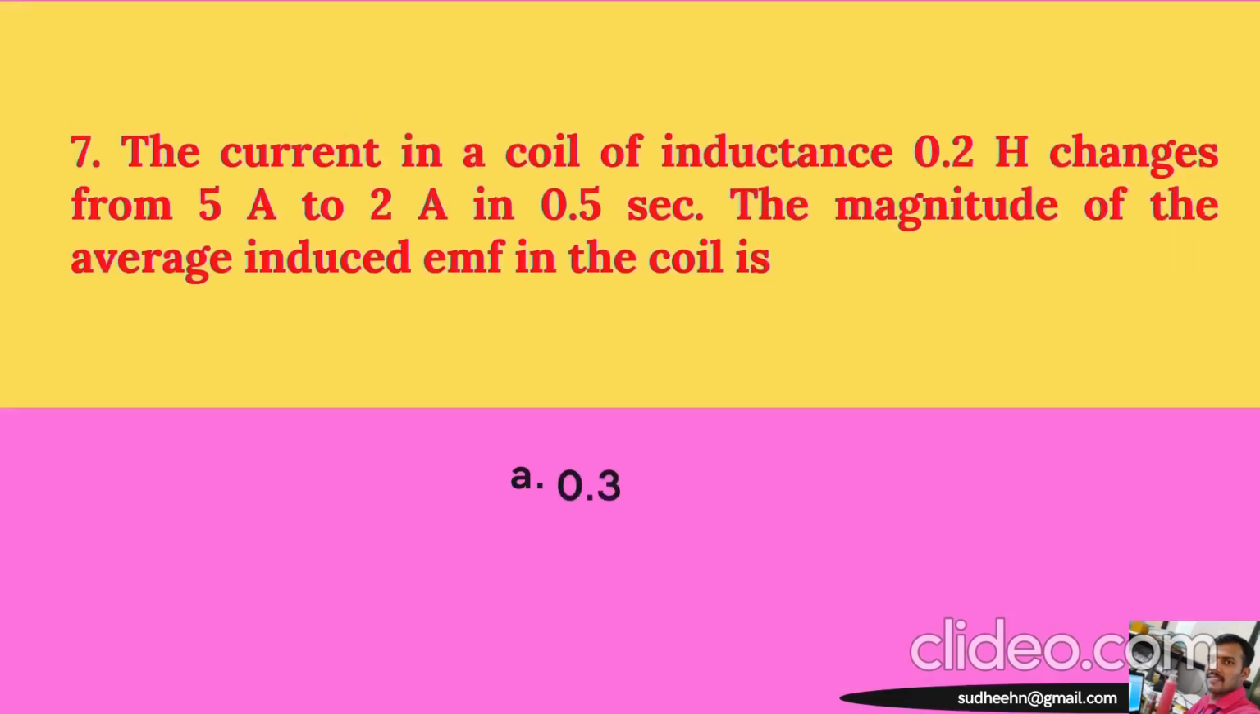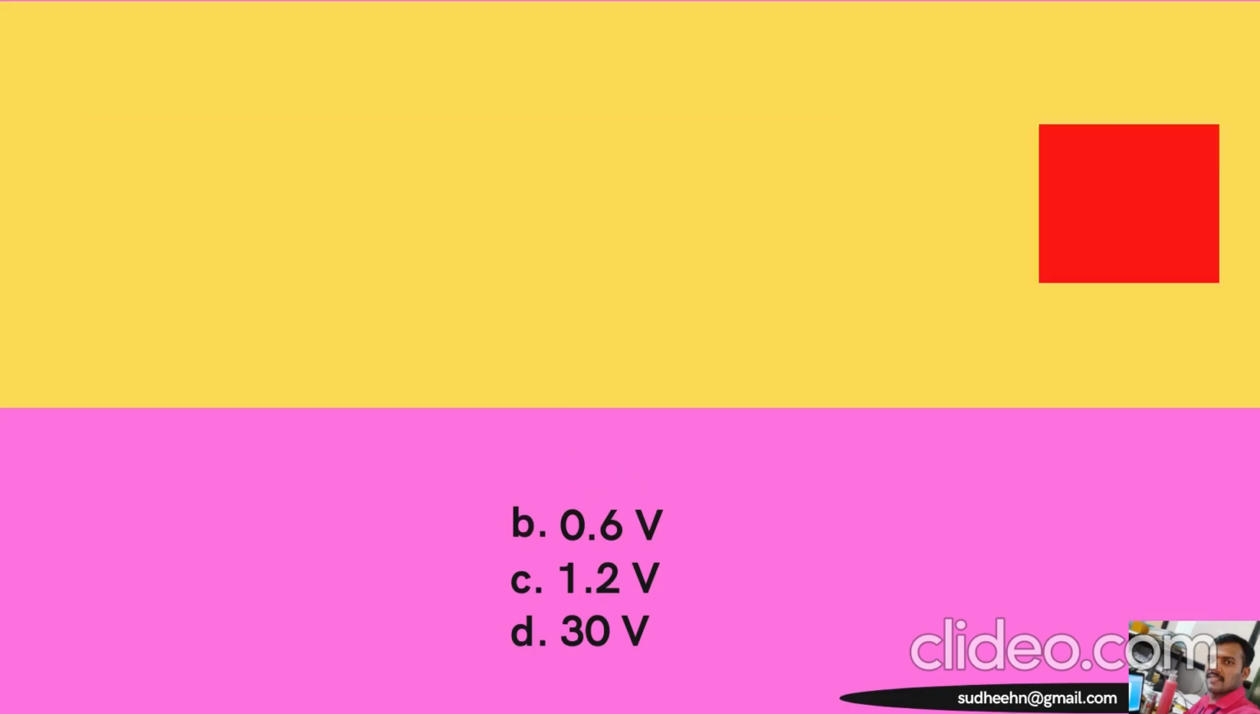Next, question number 7, that is: the current in a coil of inductance 0.2 Henry changes from 5 amps to 2 amps in 0.5 seconds. The magnitude of the average induced EMF in the coil is: option A 0.3 volt, option B 0.6 volt, option C 1.2 volt, and option D 30 volts.